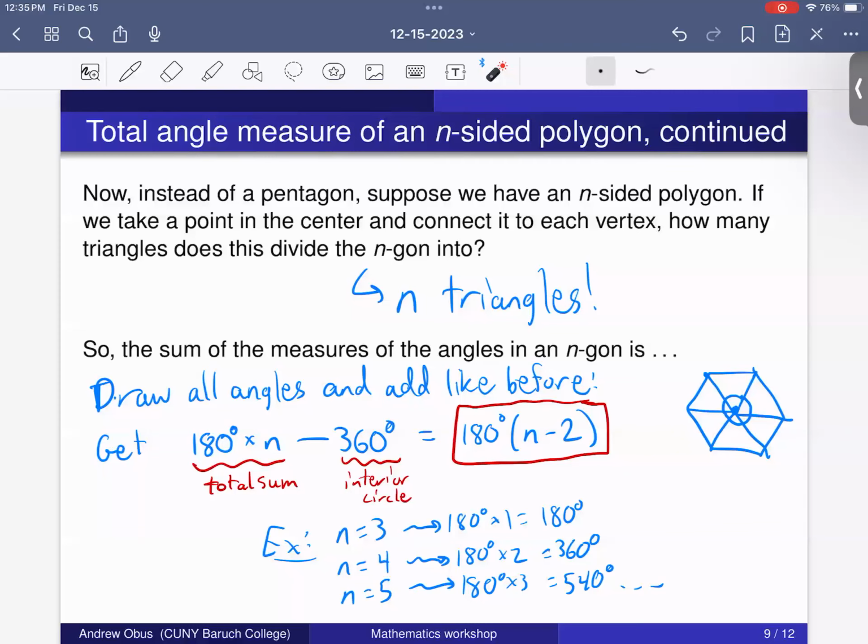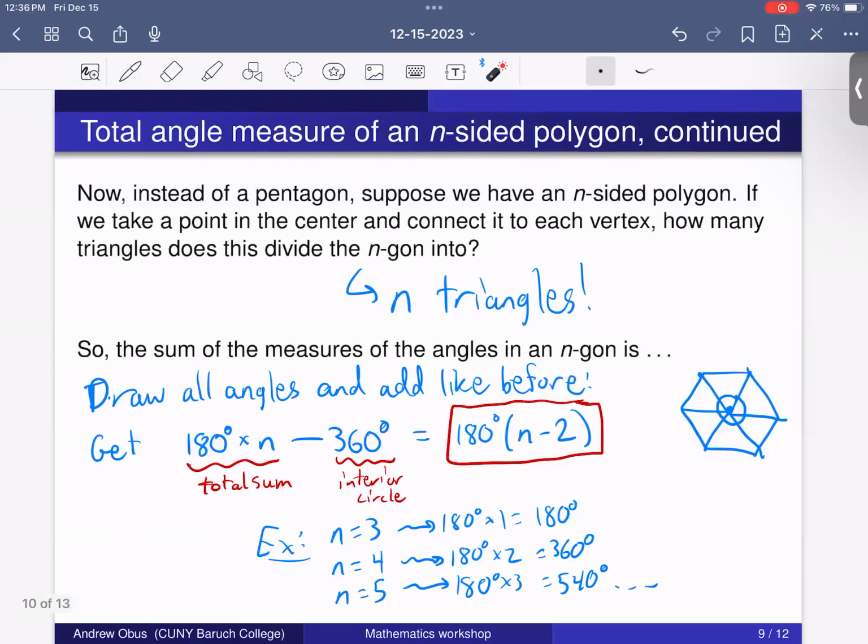Okay? This is the derivation. I just derived the formula for you, right? The derivation is you draw all of the angles, you get n triangles, so that's 180 degrees times n, and then you subtract off 360 degrees because those angles in the middle don't count for the interior angle sum. And what you're left with when you pull out a factor of 180 degrees is 180 times n minus 180 times 2. That's 180 times n minus 2. Okay, so that is the derivation that I've just shown you.